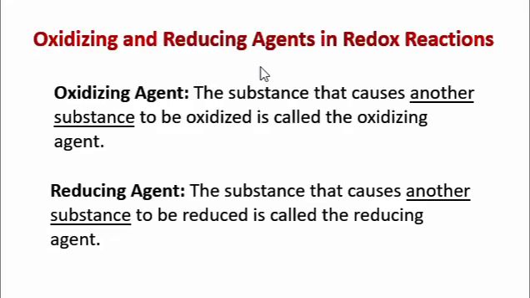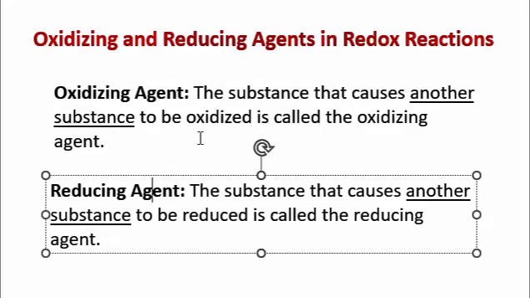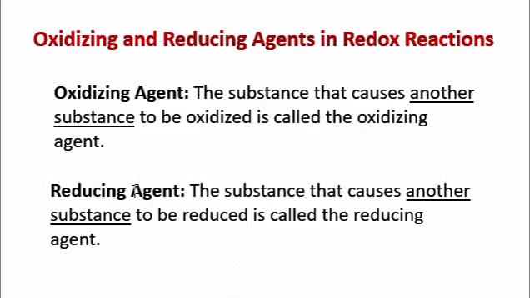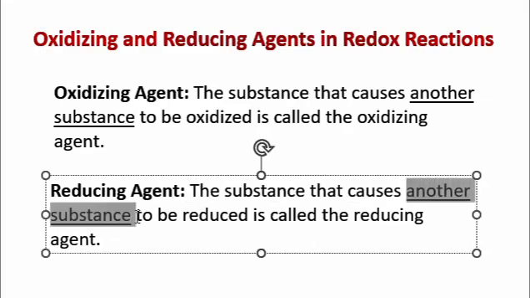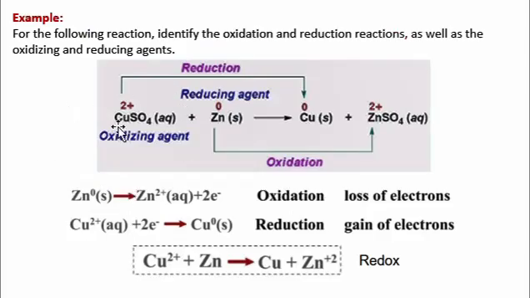Oxidizing and reducing agents in redox reactions. Oxidizing agent: the substance that causes another substance to be oxidized is called the oxidizing agent. Reducing agent: the substance that causes another substance to be reduced is called the reducing agent. In this example, we will understand everything.